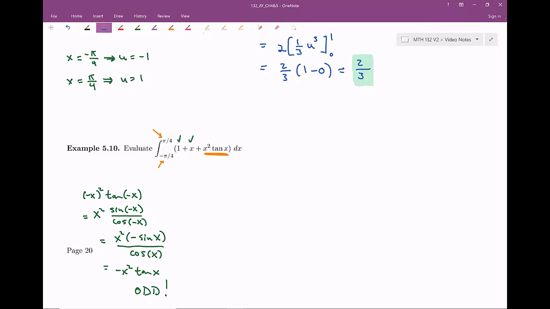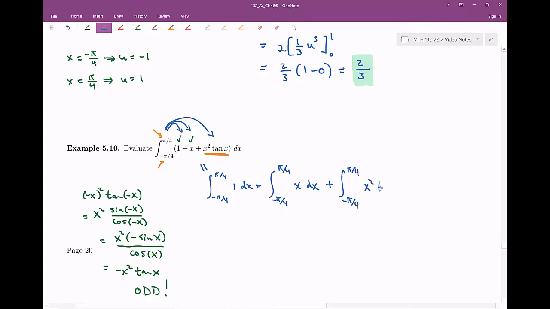Okay, so now let's go ahead and use one of our properties of definite integrals here that says that you can go ahead and distribute these definite integrals to each piece if you'd like. So I'm going to go ahead and do the integral from negative pi over 4 to pi over 4 of 1 dx plus the integral from negative pi over 4 to pi over 4 of x dx plus the integral from negative pi over 4 to pi over 4 of our complicated function, our x squared tangent of x dx.